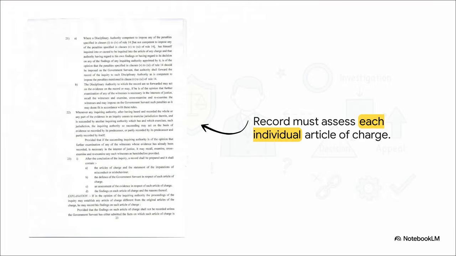Once all the evidence is heard and the inquiry wraps up, the inquiring authority cannot just hand down a simple guilty or not guilty verdict. It doesn't work that way. Under Rule 17, Subrule 23, they have to prepare a highly detailed, comprehensive record. Crucially, this record mandates a specific assessment and a specific finding for each and every individual article of charge, complete with the legal reasoning for that finding.